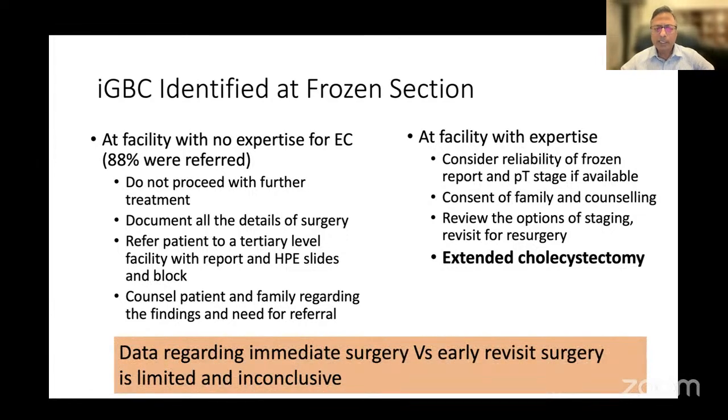What is interesting is immediate surgery at that point of time versus early revisit surgery, the data is inconclusive regarding which one is superior over another. So for all practical purposes, doing at the same time, vis-a-vis coming back, the outcomes are probably similar. And we need to remember that because sometimes patients are not prepared for this finding. And it's quite a shock for the family to see this and to agree for an extended procedure at that same time.